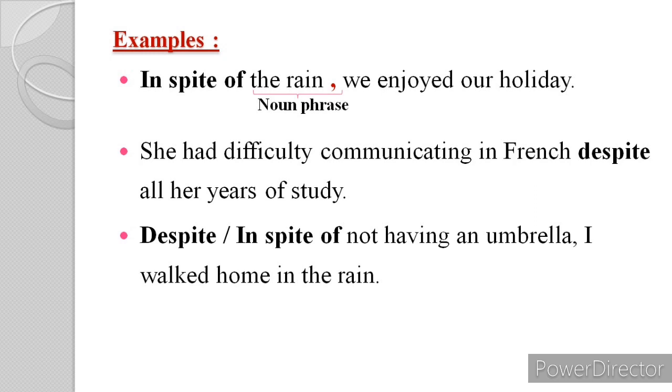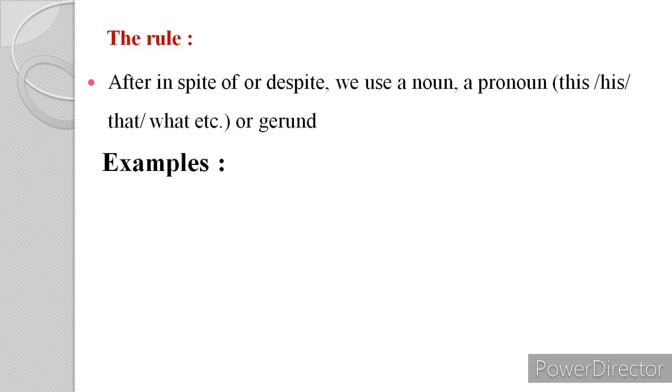After this we again have a noun phrase, not having. Having, we call it in English a gerund. Gerund means a word which ends with an ing form. Having, writing, revising, closing, and so on. Okay? Despite or in spite of not having an umbrella, I walked home in the rain.